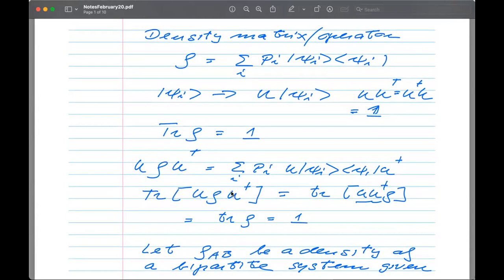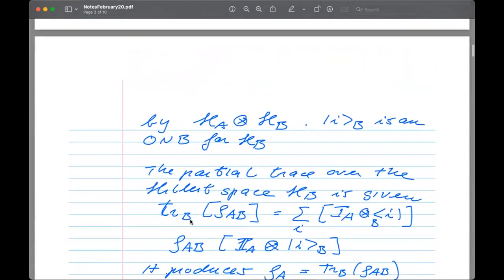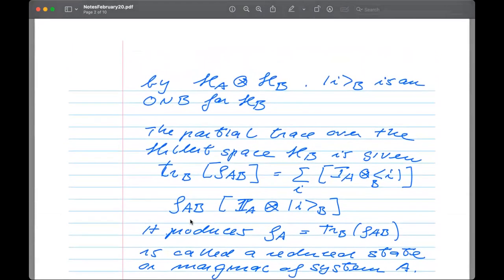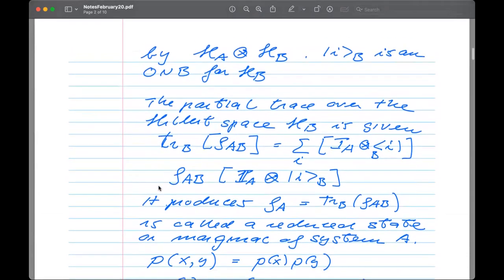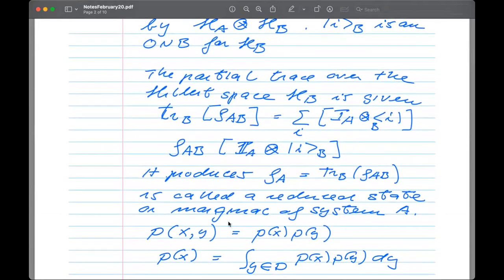The topic which we also went through in more detail last week was to look at a 2-qubit system or bipartite system, where we had a density matrix of a given system, and we use this one to define the partial trace of a given Hilbert space. So we could take and trace out one of the subsystems and obtain the density matrix for the system rho_A, which is called a reduced state or a marginal of a system A.